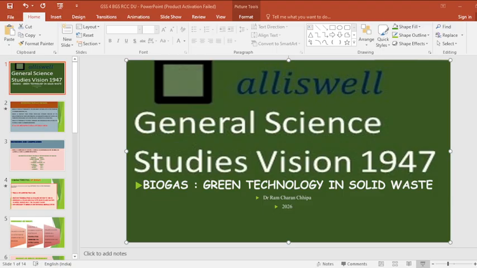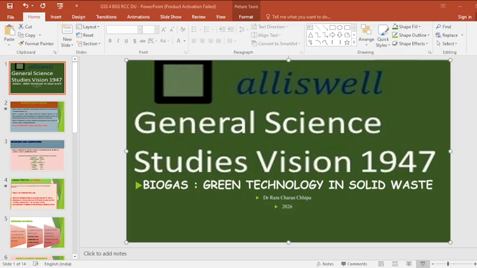So what is biogas? Biogas is the gas produced by the breakdown of organic matter through anaerobic digestion. Here the question is, what is organic matter? Organic matter is the material obtained from plants and animals. Examples are cow dung and agriculture waste.